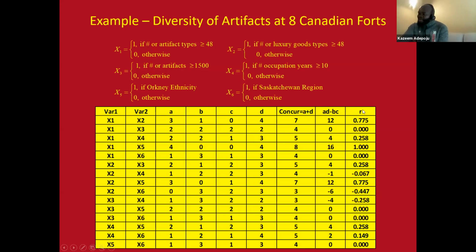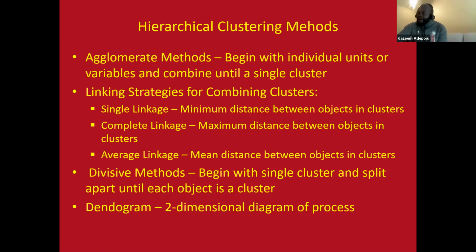Of course, we can also find the correlation between the pair of variables. Now, I remember where we stopped last time was the hierarchical clustering method. I told you we have three methods under the hierarchical. We have the agglomerative method, the linking strategy for combining clusters, the divisive method, and the dendrogram.